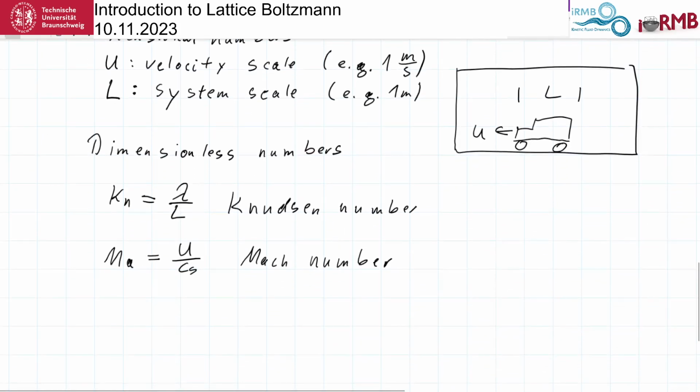So of course, as I just said, you can write these things in the other way. This is of course absolutely trivial. So you get the lambda, if you know the Knudsen number, times the length scale, and you get Cs if you take U divided by Mach. So why do we need this?